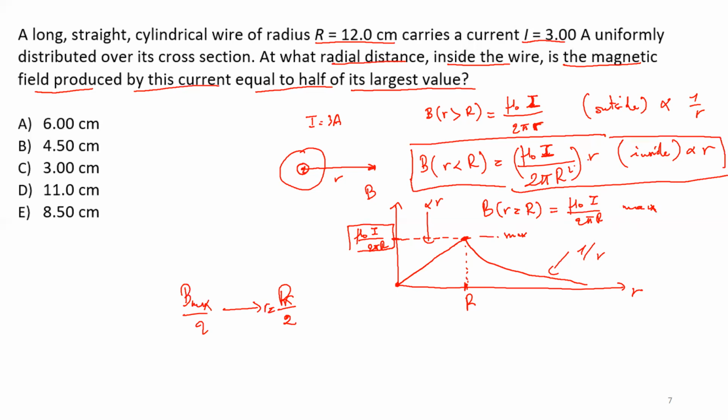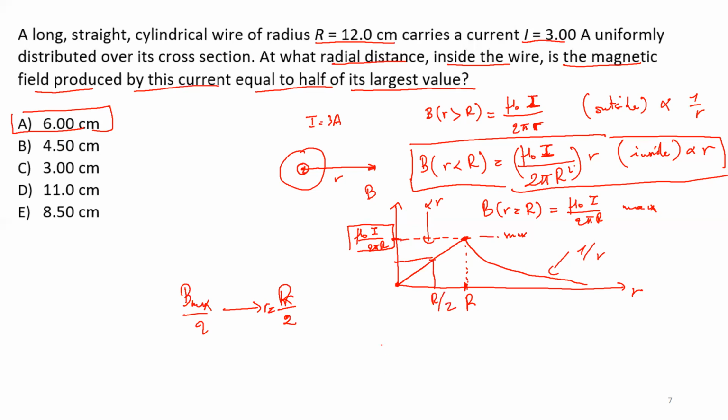So when r is half of the radius, I will reach that. So that's why here you don't need to calculate. You know that, of course, it will be 6 because the radius is 12 centimeters. Does it make sense? Okay, because here this is my max. I need half of it. Of course, half of it will be half of this. So this is R over 2.